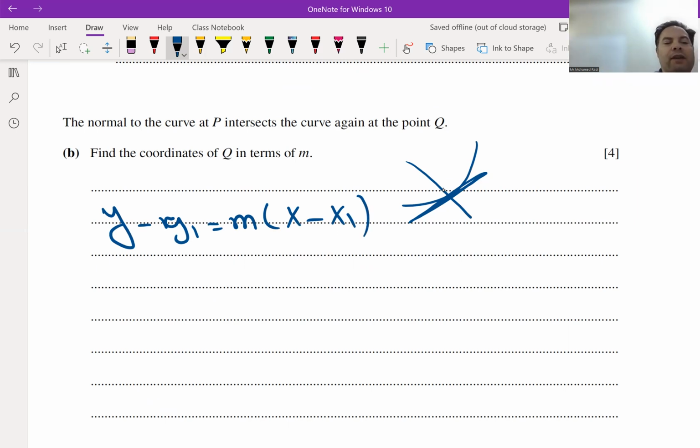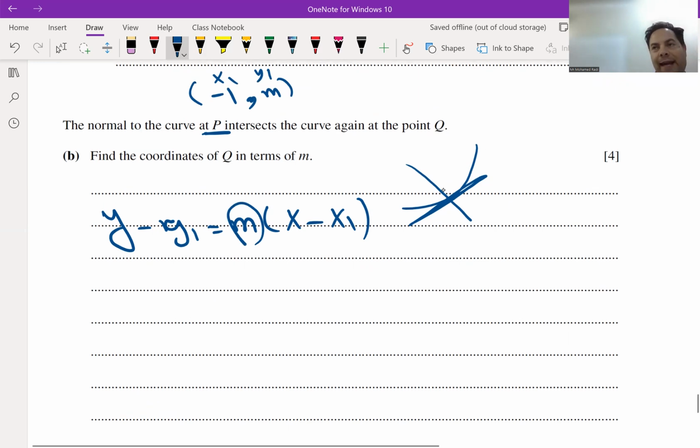But it's given the normal passes through P. P, we already have it, (-1, m). This is x1 and y1. What about the gradient? The gradient of the tangent is m, written up. y equals mx plus c. This is the equation of the tangent.